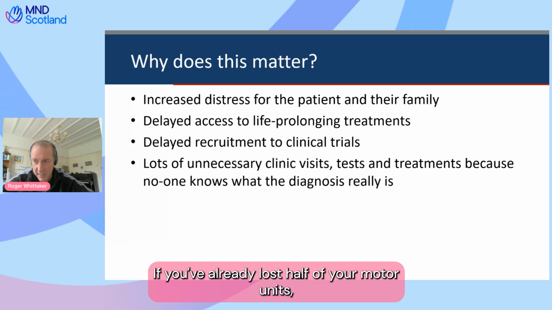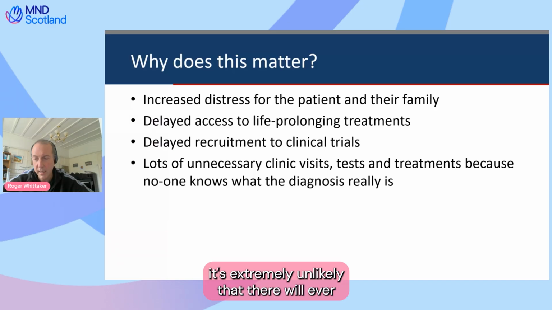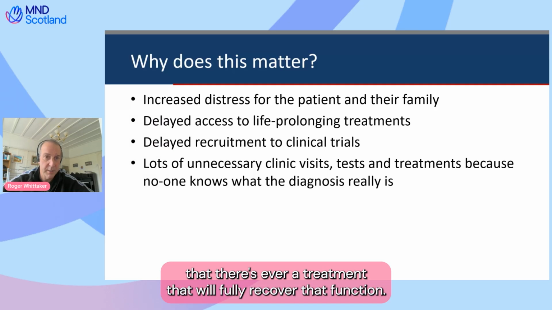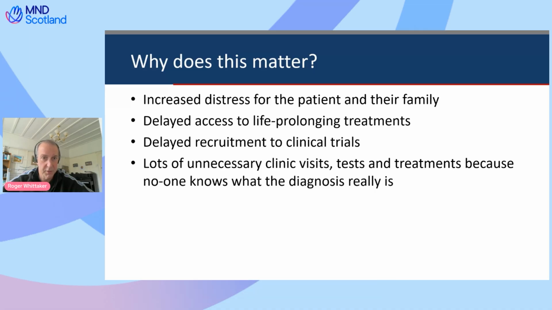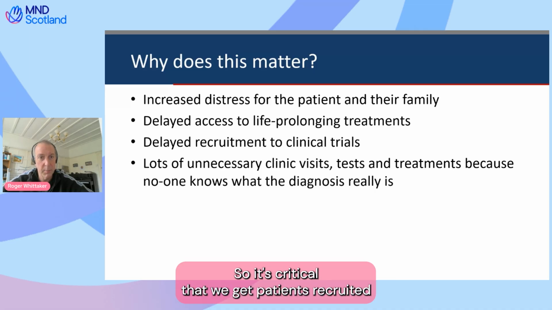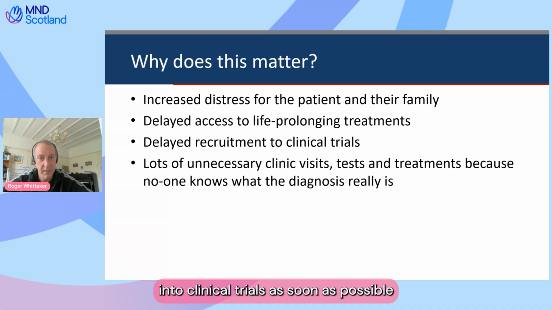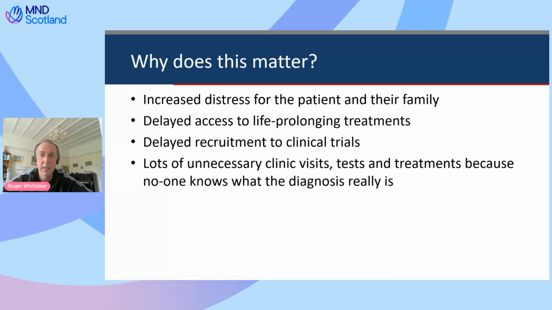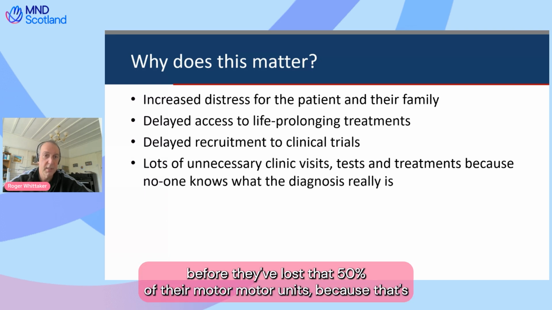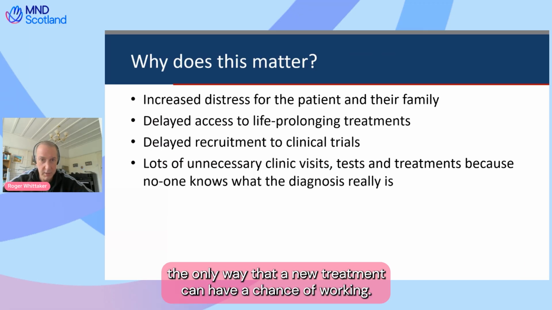If you've already lost half of your motor units, it's extremely unlikely that there's ever a treatment that will fully recover that function. So it's critical that we get patients recruited into clinical trials as soon as possible before they've lost that 50% of their motor units, because that's the only way that a new treatment can have a chance of working.